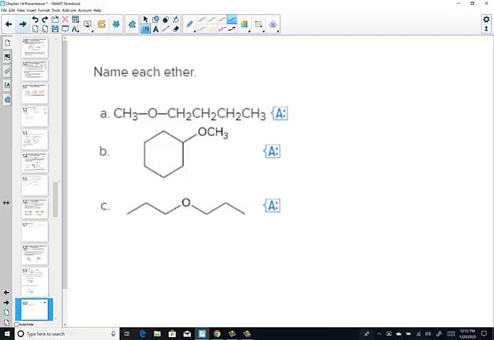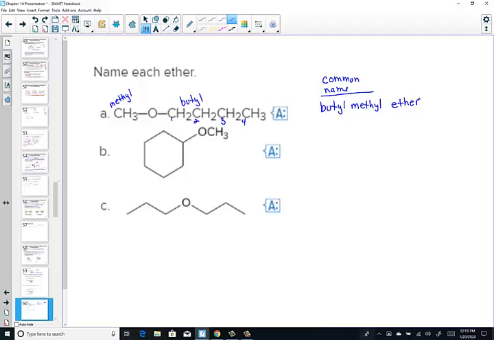Now here, letter A, we could name this with a common name, or we can name it with an IUPAC name. Let's try both. On this particular side is a 1-carbon methyl, and on this particular side, I count 4 carbons, so I can see that as a butyl. So a common name is easy enough to come up with here, so I'll include it. And alphabetizing, we would have butyl, methyl, ether.